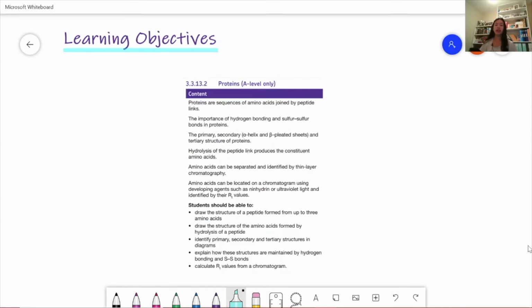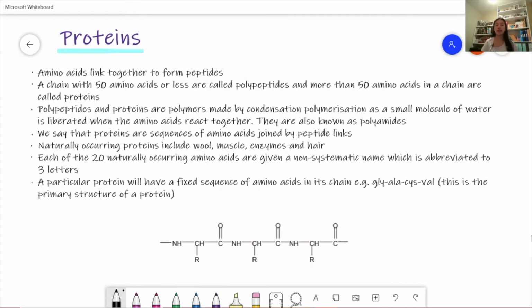We're then going to look at thin layer chromatography and how amino acids can be located on a chromatogram using developing agents such as ninhydrin or ultraviolet light and identified by their RF values. So by the end we should be able to draw the structure of a peptide formed from up to 3 amino acids, draw the structure of the amino acids formed by hydrolysis of a peptide, identify primary, secondary and tertiary structures in diagrams, explain how these structures are maintained by hydrogen bonding and sulfur-sulfur bonds, and also calculate RF values from a chromatogram.